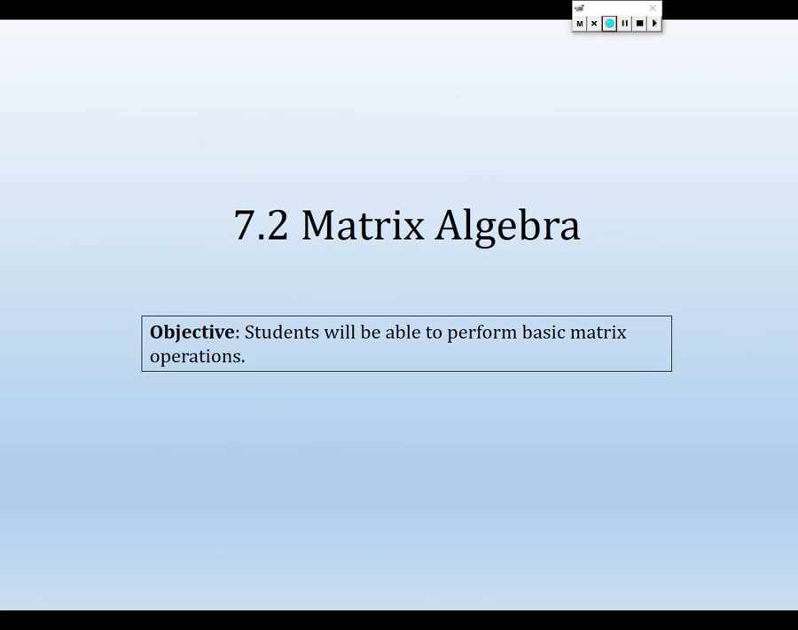All right. We're beginning a section here today on matrices. We'll spend 3 days. Today will be mainly just the basics.